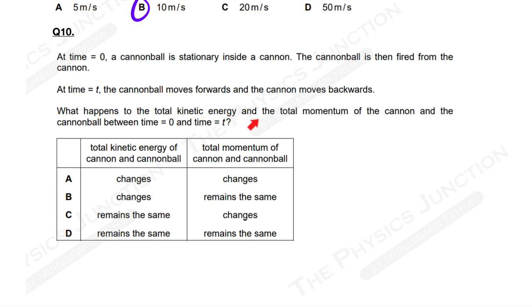What happens to the total kinetic energy and the total momentum of the cannon and the cannonball between time t equals 0 and t equals t? Total momentum never changes, so this is the same. And initially there was no kinetic energy, but afterwards the cannonball and the cannon both move, so they do have kinetic energy. So overall it has changed, so this is B. Alright, the total momentum always remains the same.